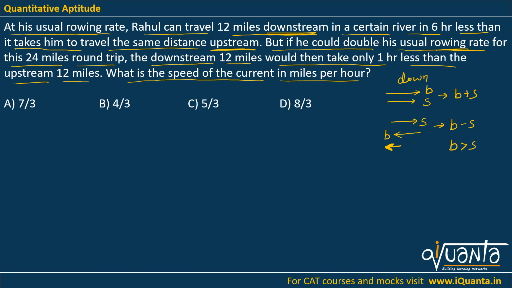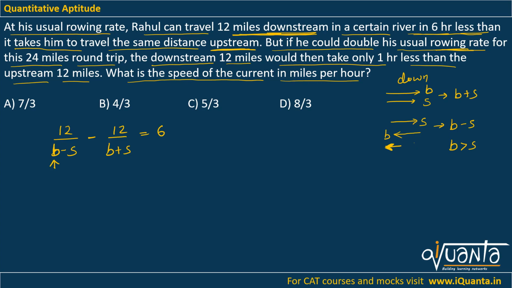Now let us solve this question. We have been given that Rahul can travel 12 miles downstream in a certain river in 6 hours less than it takes him to travel the same distance upstream. So to travel 12 miles downstream he takes 6 hours less than for 12 miles upstream. So the upstream time, 12 upon b minus s, minus the downstream time, 12 upon b plus s, the difference is 6. Here b is the rowing speed of the boat, and s is the speed of the stream.